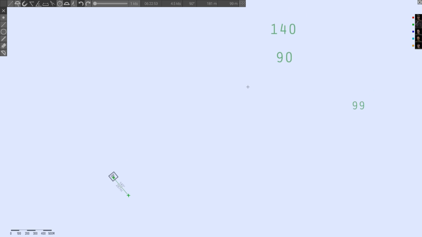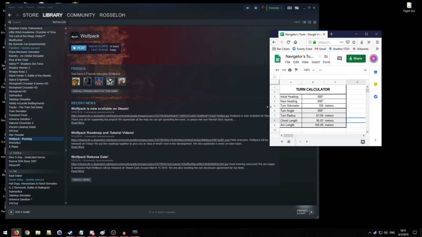All right, this is where the formulas come in, and this is where we're going to use my spreadsheet, which I will link in the description. Note that you will have to make your own copy of this if you want to use it, because it is locked down to just me, since you're going to be editing numbers. So we've got 140, 90, and 99. So we'll take the spreadsheet here.